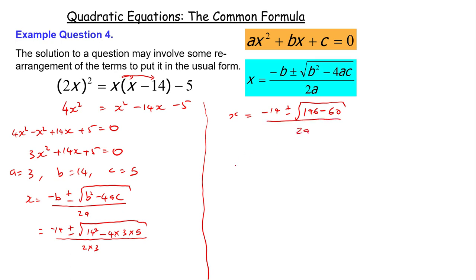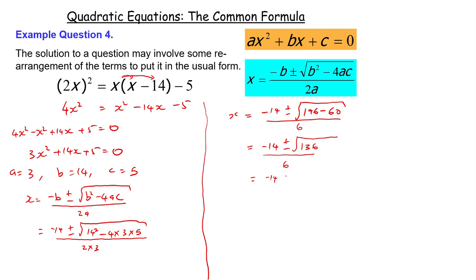Guys, pens down. You can write this in a minute. Oops, not 2a. That should be 6. Let's just change that quickly. Okay, that's better. So that leaves us with x is equal to minus 14 plus or minus the square root of 196 minus 136, divided by 6. And that's going to give us two answers.